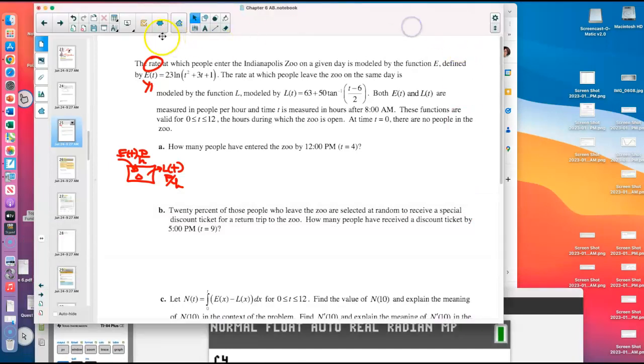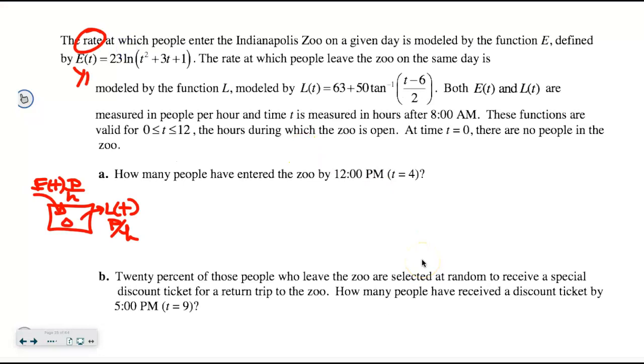It says 20%. So I'm just going to start picking this apart. I know what 20% is in math. It's 0.2, correct? Of means multiply. What am I multiplying? The people who leave the zoo. 20% of the people who leave get selected to get a special ticket for free entry the next time.